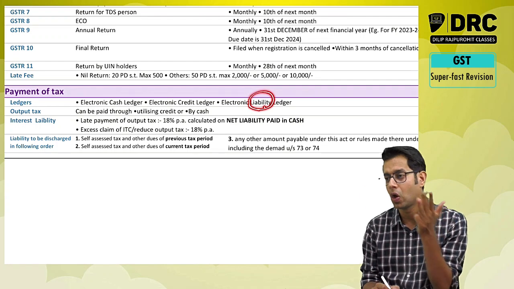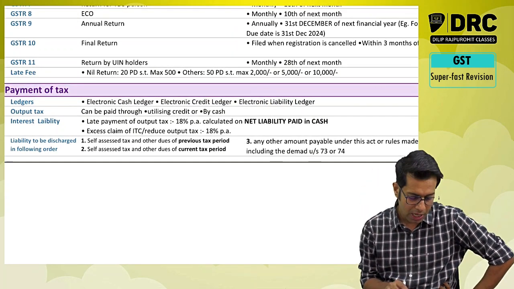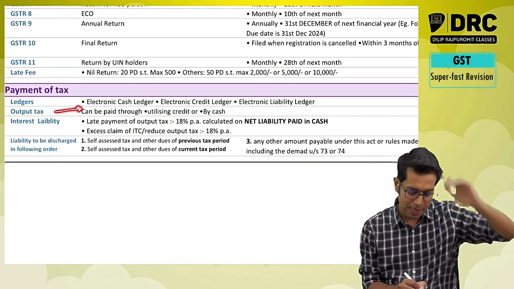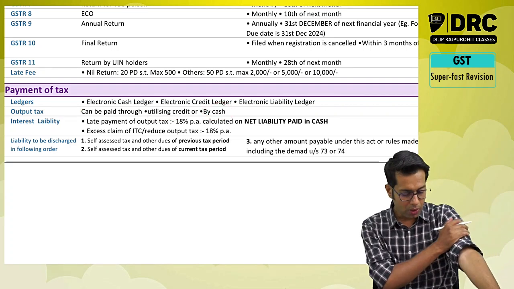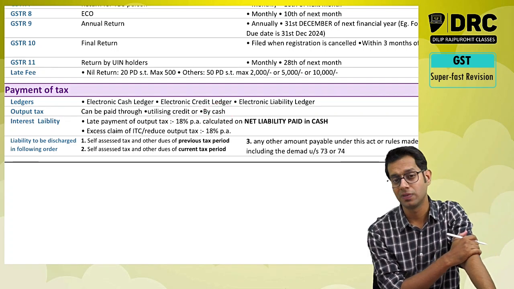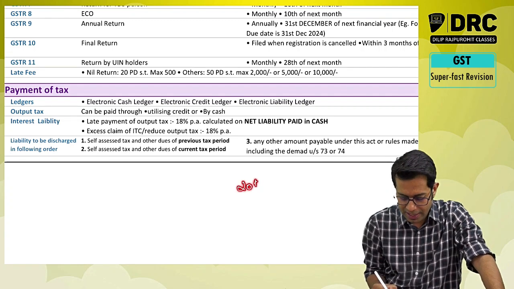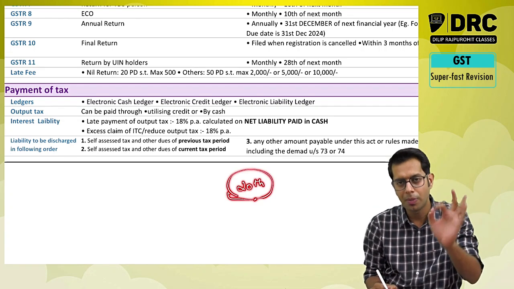Then electronic liability register: whatever type of liability you have, whether tax liability or interest, penalty, late fee liability, that will all go in and sit in your electronic liability register. Now output tax liability which is there can be paid either through utilization of input tax credit or by cash. Normally, the due date of paying the taxes is what, sir? 20th of next month. Normal cases 20th of next month.